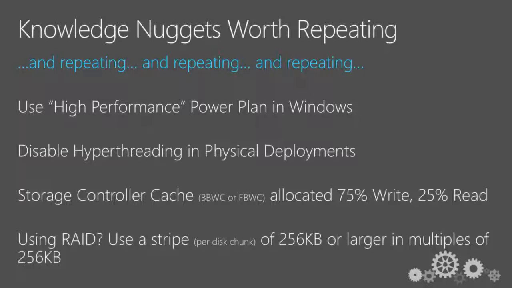Currently, the recommendation is to allocate 75% of that cache to write, 25% to read. Just check TechNet by the time we release to make sure that hasn't changed. If you're using RAID, make sure you're using a stripe, or a per-disk chunk as some vendors call it, that is at least 256 kilobytes or larger in multiples of 256. These might sound like things you've been telling us for years, but some people aren't listening, so we want to have a nice big forum here and remind you of some of these little pieces of wisdom.